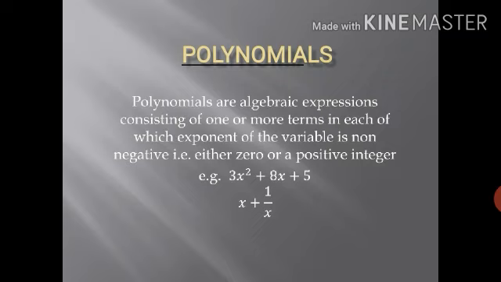Now see the second example, that is x plus 1 over x. If we see x, this has a positive power, that is plus 1. But in the second term 1 over x, if we take the x into the numerator, it will have a negative power, minus 1. So it will not be a polynomial, as by the definition of polynomial, the exponent of the variable should be non-negative. In these two examples, the first is a polynomial, but the second one is an algebraic expression but not a polynomial.